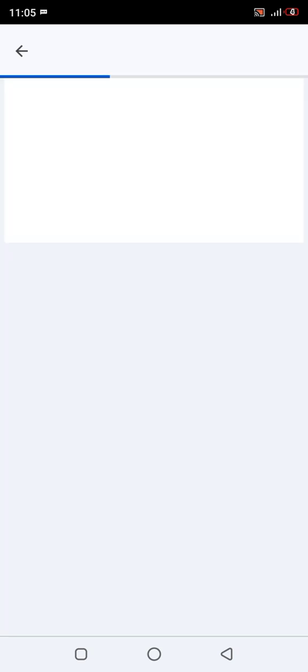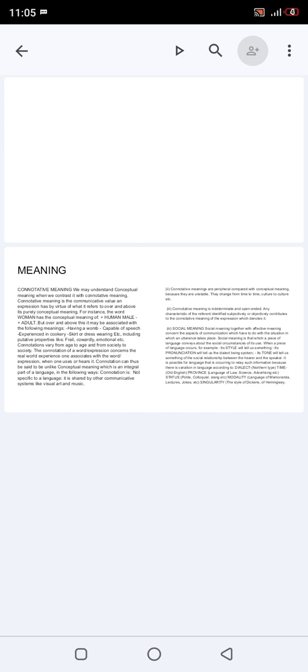Whereby we come across the connotative meaning. Here we are told that we may understand conceptual meaning when we contrast it with the connotative meaning. Connotative meaning is the communicative value of an expression by virtue of what it refers to over and above its purely conceptual meaning. For instance, the word woman has the conceptual meaning of human, female plus adult. The connotation of a word concerns the real world experience one associates with the word expression when one uses or hears it.